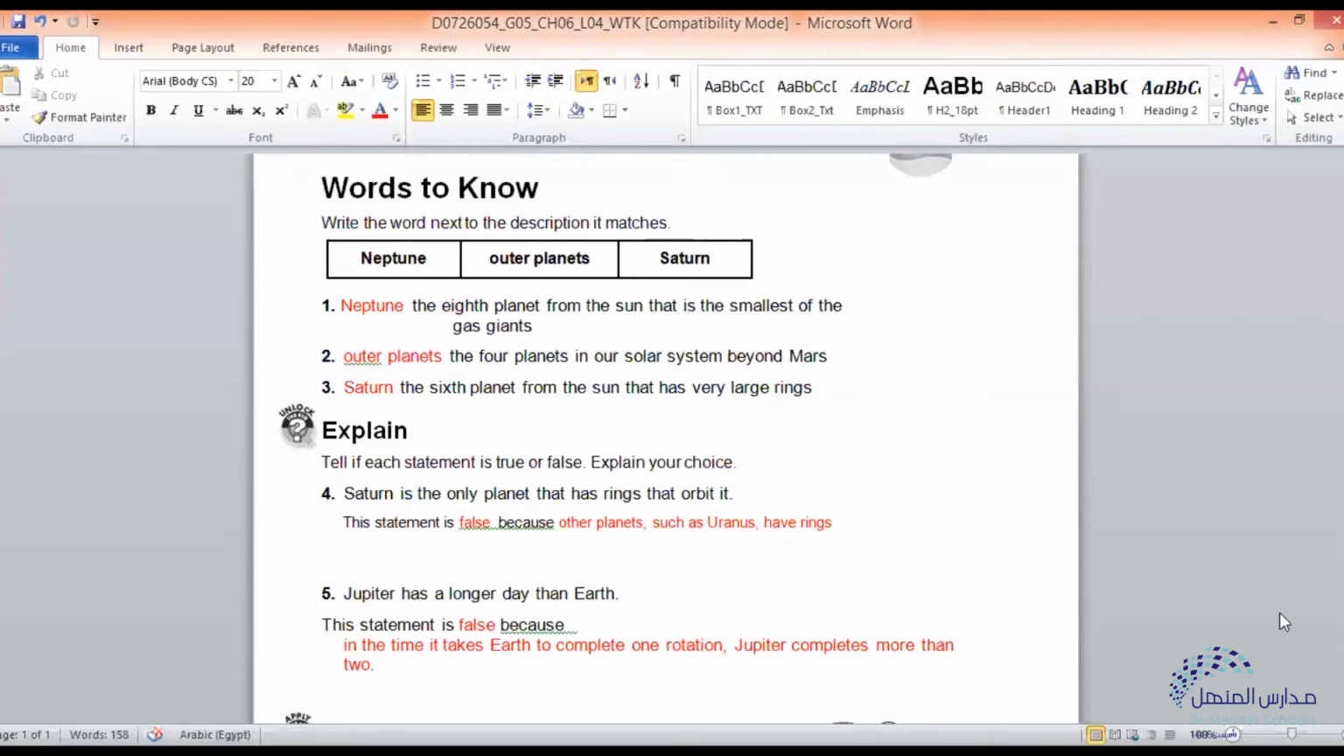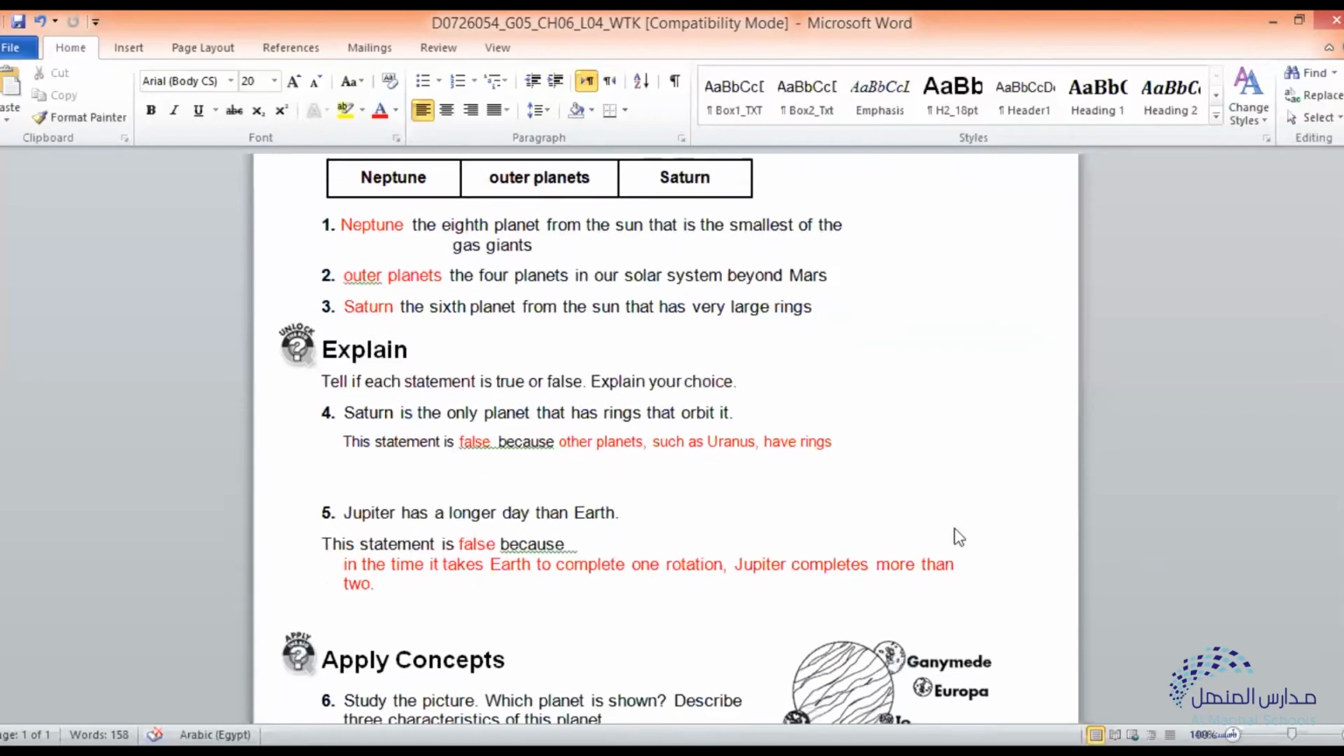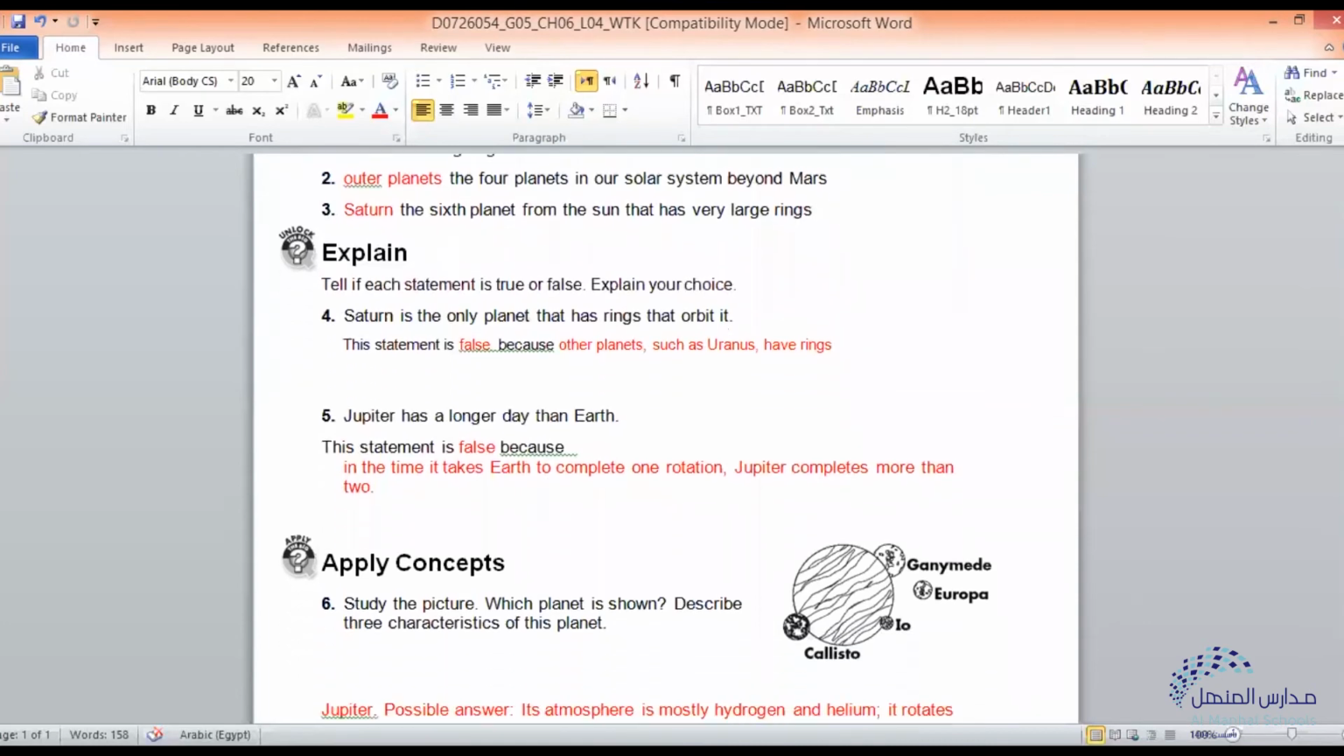Moving to the next question. The next question says, Jupiter has a longer day than Earth. Is it true or false? Jupiter rotates faster than Earth, as we remember. So the statement is false, because in the time it takes Earth to complete one revolution, 1 year, Jupiter completes more than 2 years. So the year is shorter on Jupiter, because Jupiter rotates around itself faster, or the day is faster. Okay, he's speaking about the rotation. I'm sorry, not revolution. So the day will be shorter, not the year.